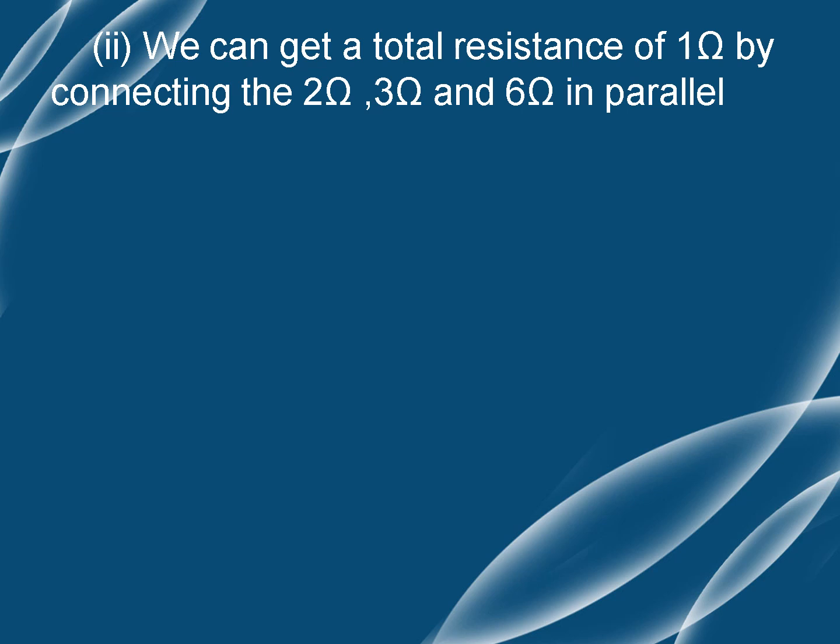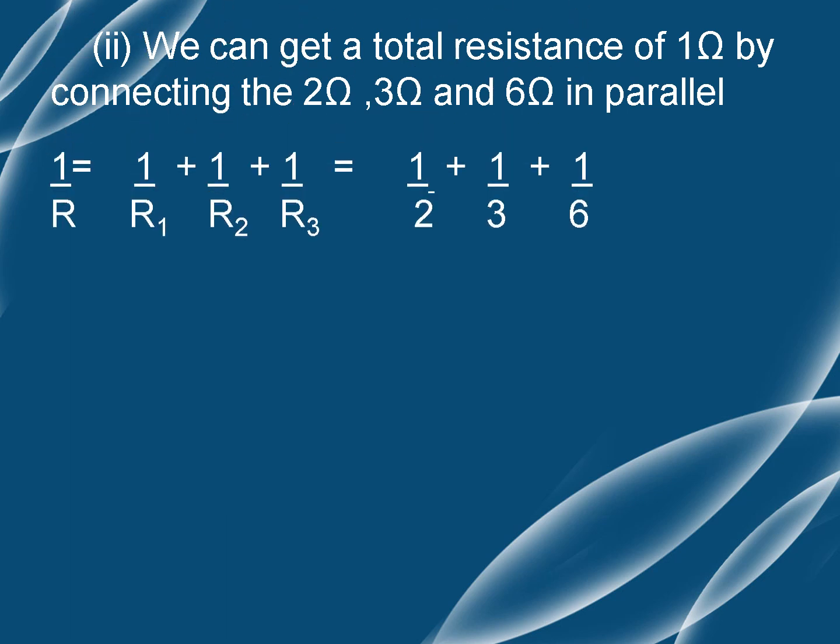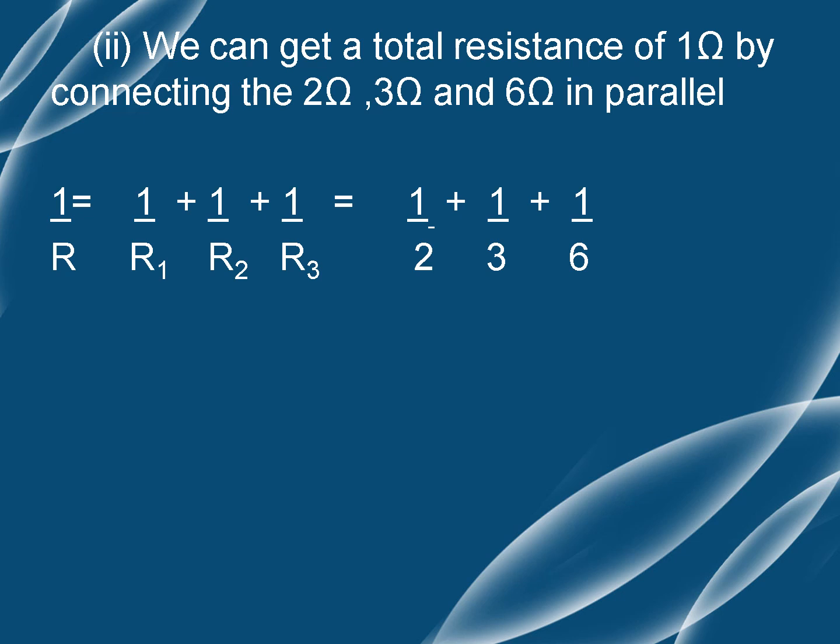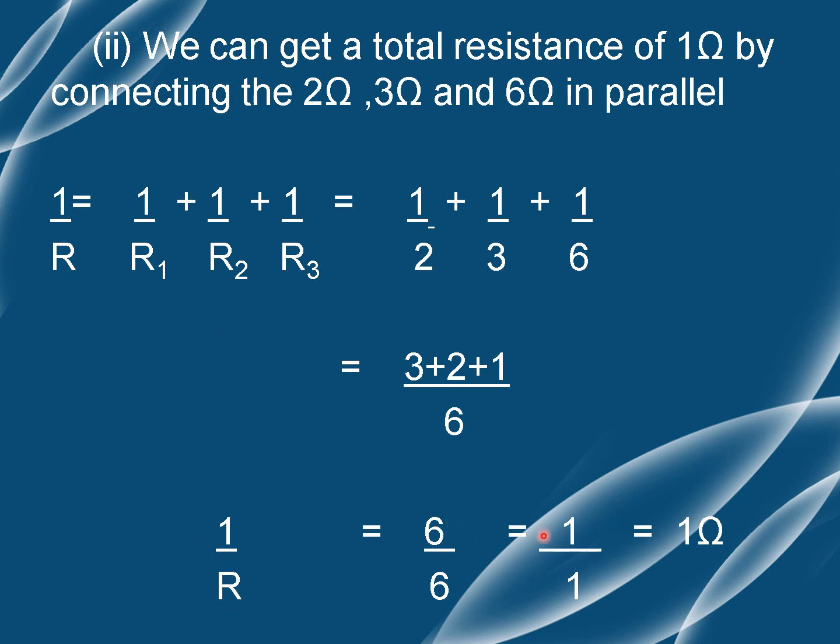Now let's solve the second part. Here we have to have a total resistance of 1 ohm, and this is only possible when all the three resistors are connected in parallel. So we have the formula 1 by R is equal to 1 by R1 plus 1 by R2 plus 1 by R3. And the value of R1 is 2, R2 is 3, and R3 is 6. So we have 1 by 2 plus 1 by 3 plus 1 by 6. We get the answer 1 by R is equal to 6 by 6, and that is we get R is equal to 1 ohm.